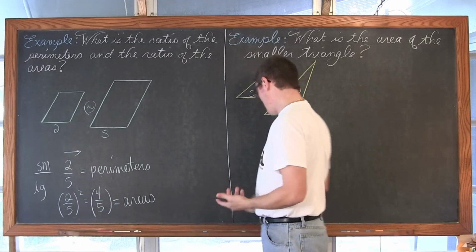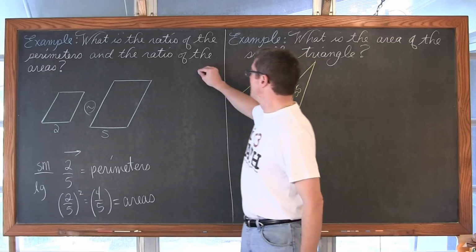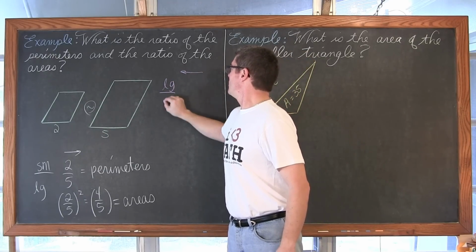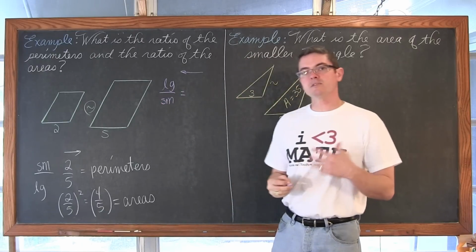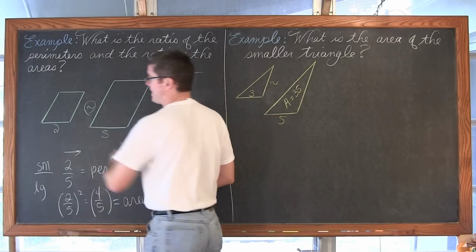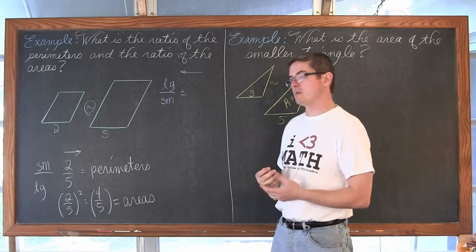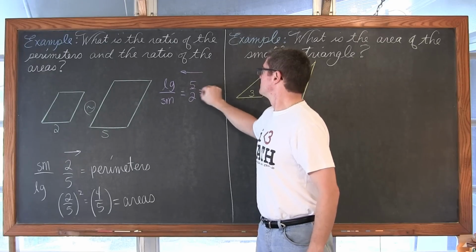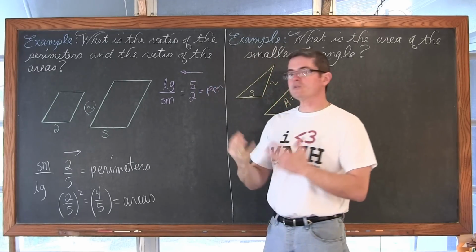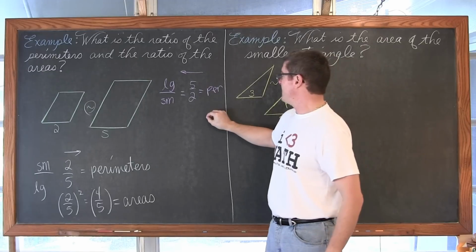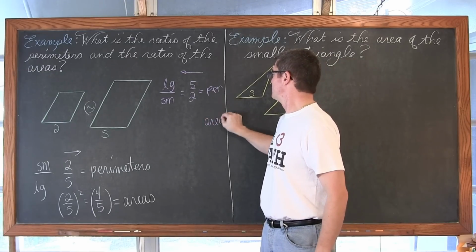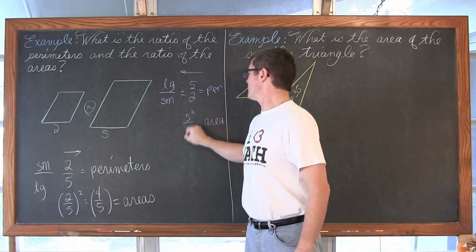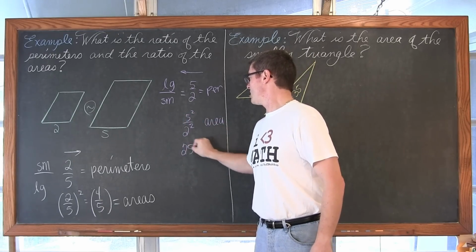If I want to read this in the opposite direction, just for argument's sake, and I decided that I wanted to do the large measurements over the small ones, then pick this pair of sides, corresponding sides that you have in our similar figures, and we're going to have 5/2. So that's a ratio for the perimeters, and the area is going to be that squared. So 5 squared over 2 squared is going to be 25/4.